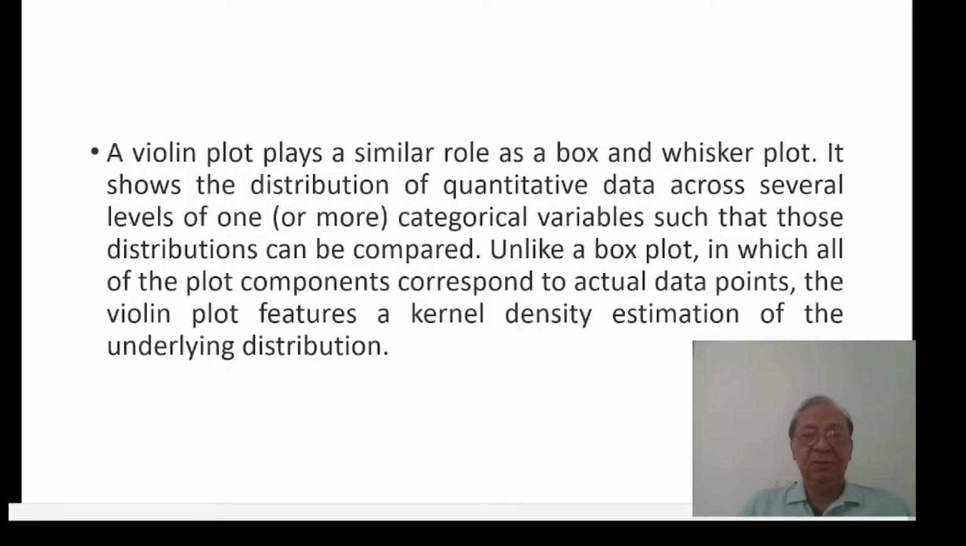A violin plot plays a similar role as a box and whisker plot. It shows the distribution of quantitative data across several levels of one or more categorical variables, such that those distributions can be compared. Unlike a box plot, in which all of the plot components correspond to actual data points, the violin plot features a kernel density estimation of the underlying distribution. So it's a combination of box plot and kernel. It is very helpful to see the data where the highest probability is there, where the lowest probability is there. We can visualize the data in a better way than box plot.